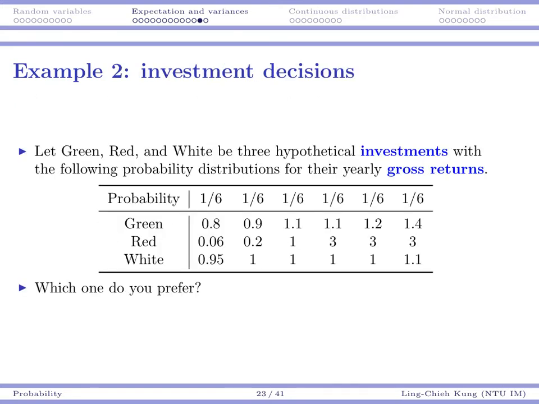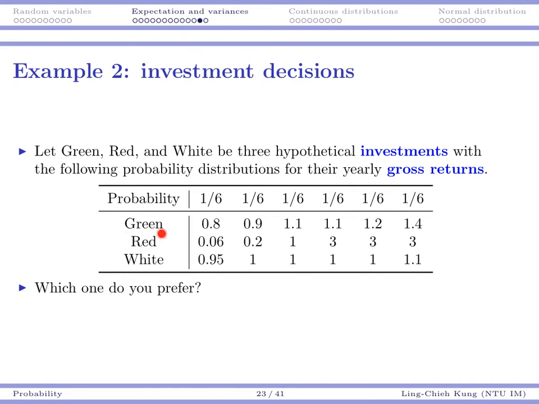Okay, so consider another example. Now let's talk about an investment decision. Suppose that I have several possible investment targets. Let's say I have green, red, and white. These are 3 assets that I may invest in, and they also have their yearly growth returns in this way.